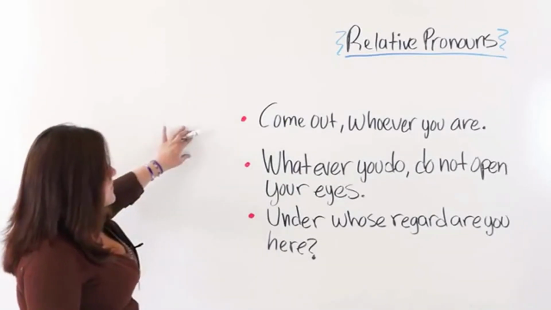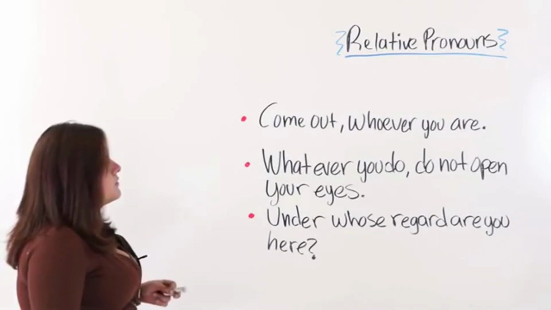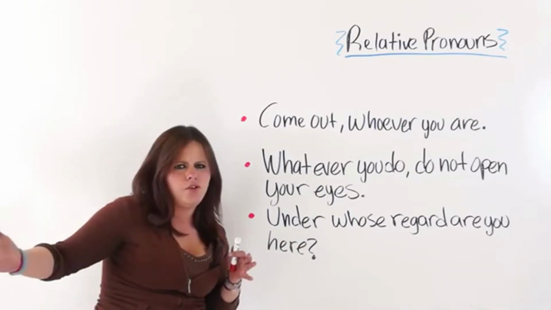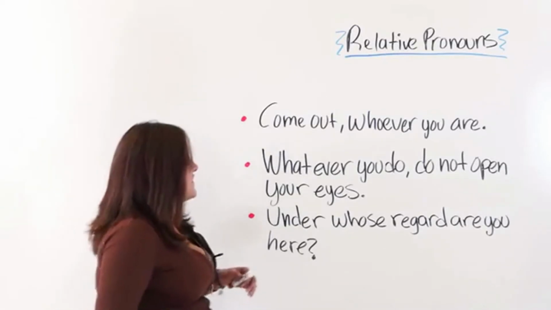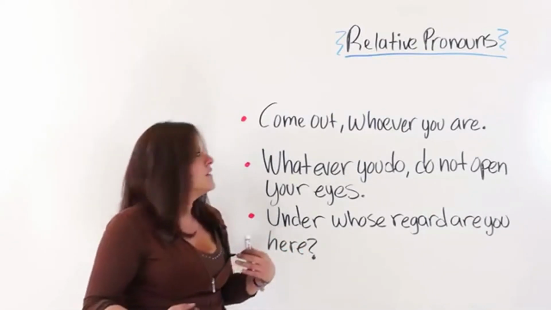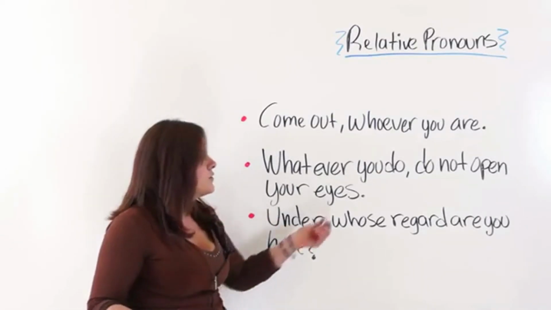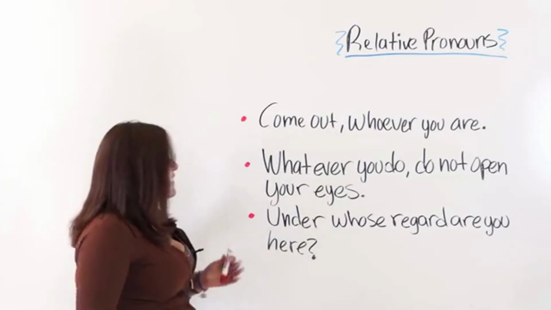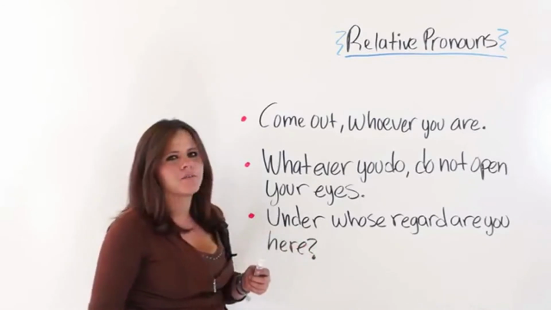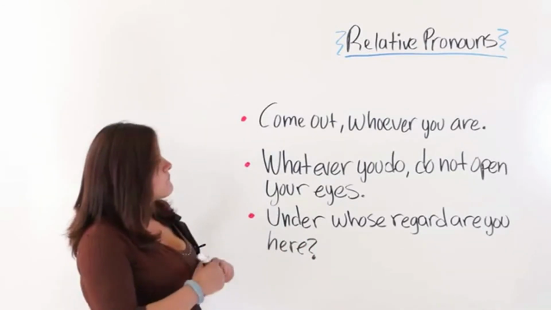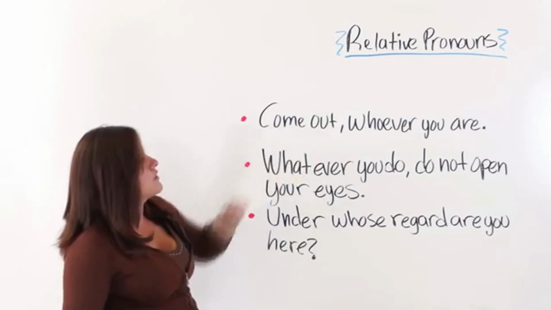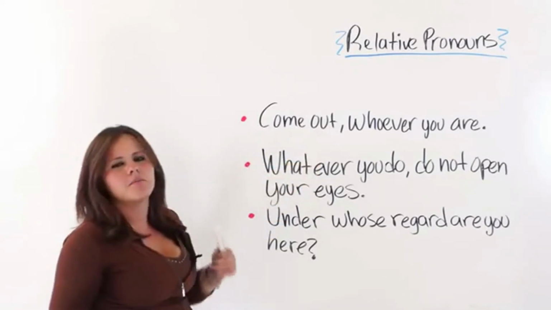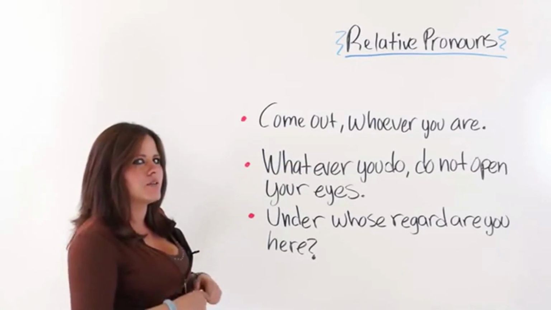Well, the first one says, come out, whoever you are. This is like a horror movie line, right? The next one: whatever you do, do not open your eyes. And the last one, under whose regard are you here? All right. So which of these words is a relative pronoun? Which of these joins a dependent clause to its background?